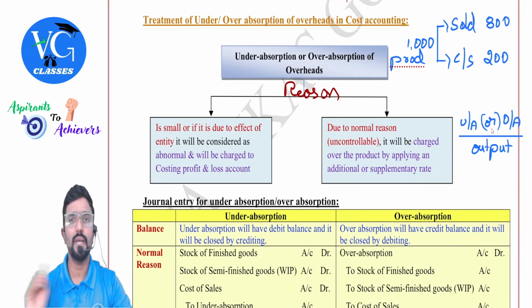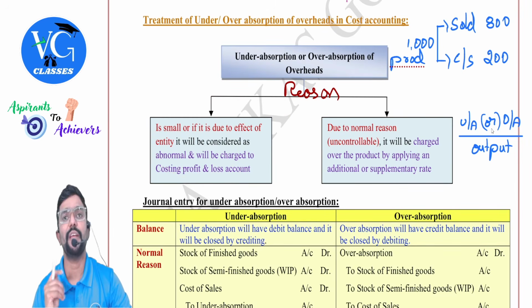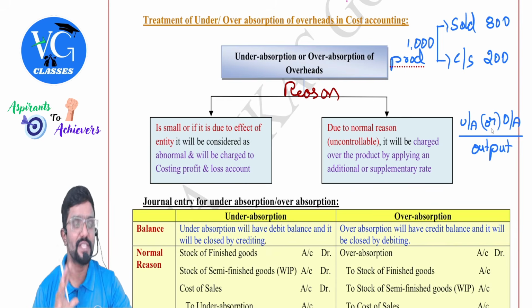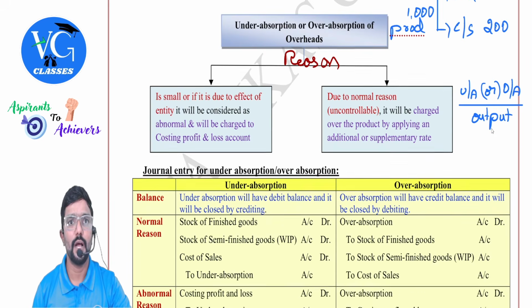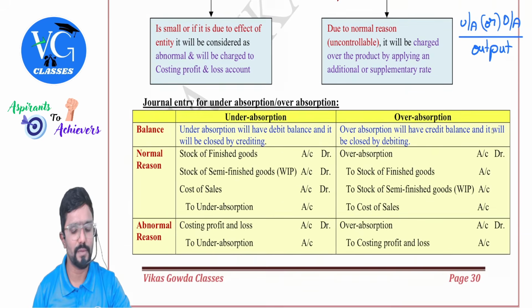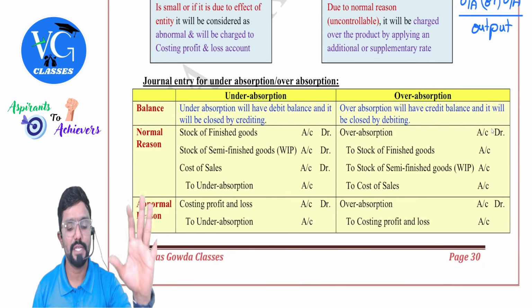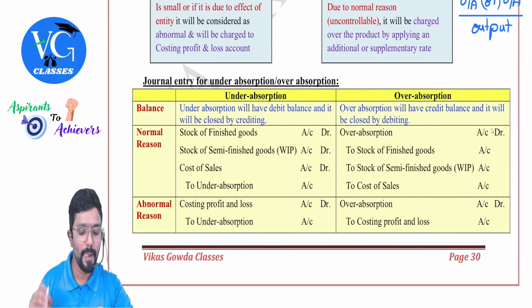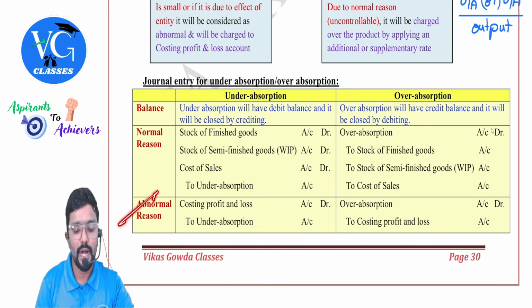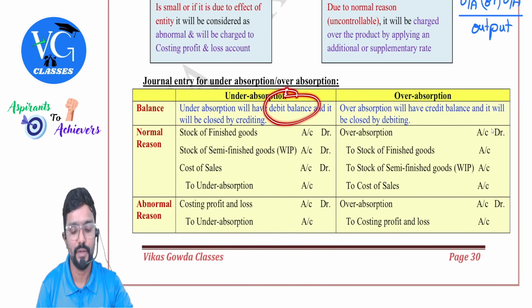In that case, whatever is the amount of under absorption or over absorption, we will charge it to the costing P&L account, guys. We will charge it to the costing P&L account if it is abnormal, whether it is under or over absorption. Sir, what is the treatment? Listen now. If it is abnormal and if it is under absorption, normally it will have a debit balance. How is it so? I will explain, don't worry. If it is under absorption, it will have a debit balance.